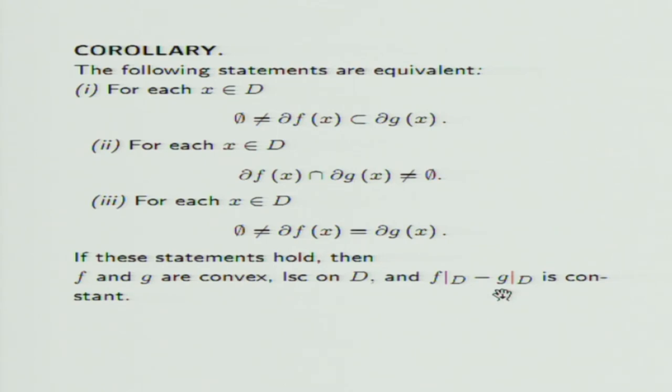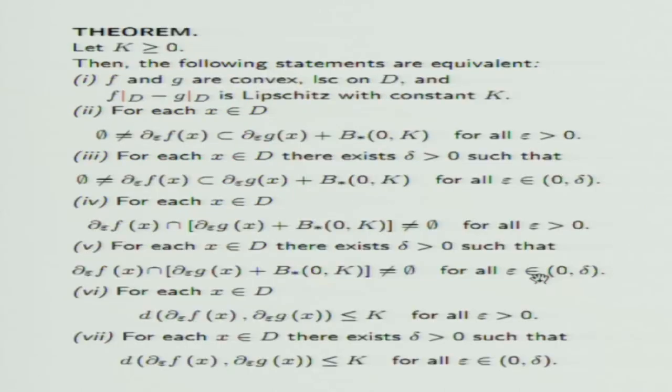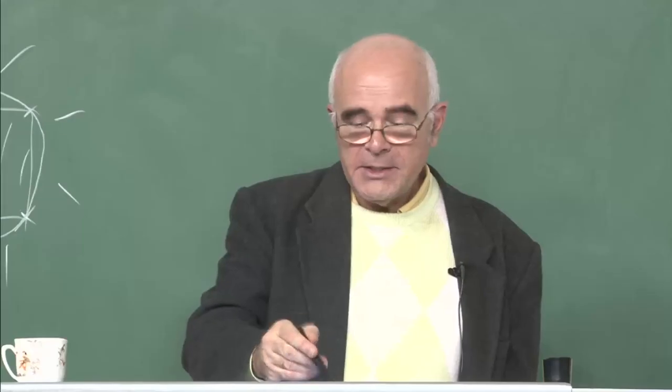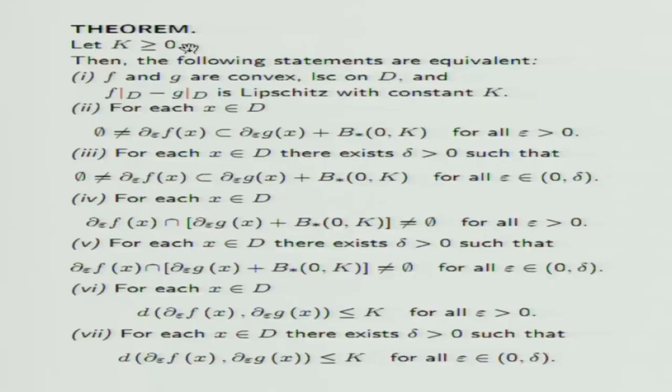Here the interesting implication is 2 implies 3, because just assuming that the intersection of these subdifferentials is non-empty everywhere, you get the fact that the two functions are identical up to an additive constant. This follows immediately from the first result. We are talking about the Lipschitz condition. The Lipschitz condition appears when we take h equal to k times the norm. k is the Lipschitz constant. Then we have all these equivalences.